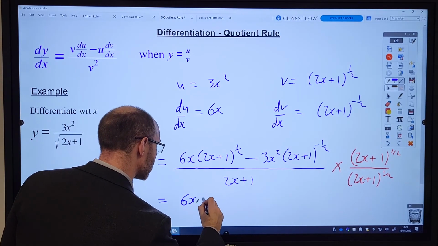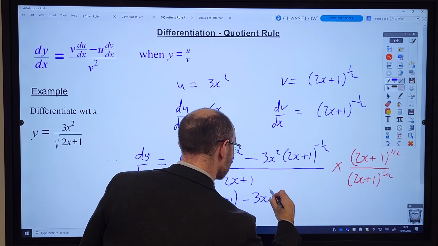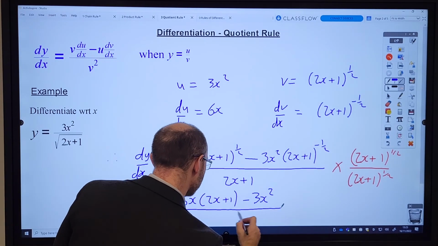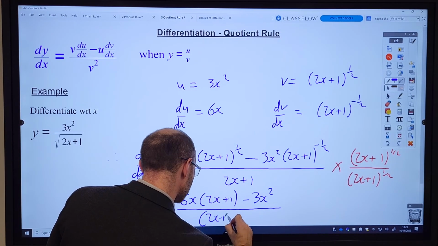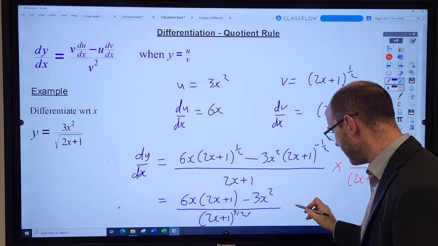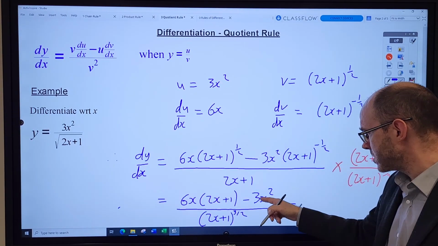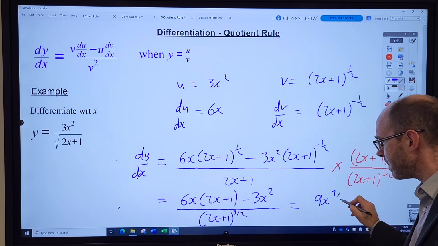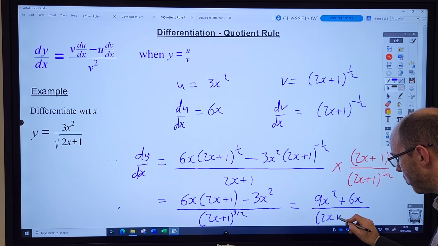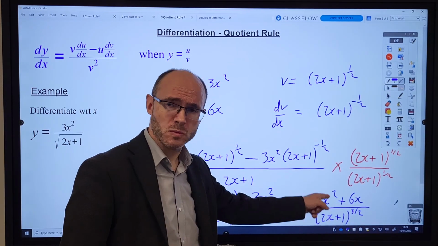So this will become 2x plus 1. The second term is just subtract 3x squared, because we're multiplying by (2x plus 1) to the power of a half, all over (2x plus 1) to the power of 3 over 2. Okay? Simplify a little bit. 6x squared, so 12x squared minus 3x squared is 9x squared plus 6x all over (2x plus 1) power 3 over 2. That's it, we're done. No need to factorise any further because nothing will cancel on top.